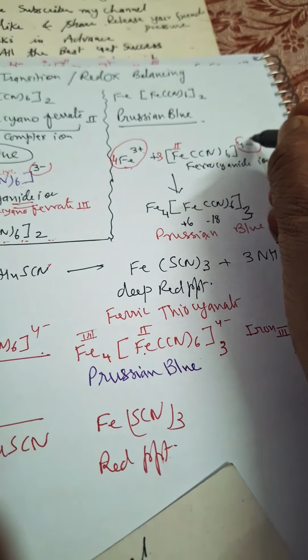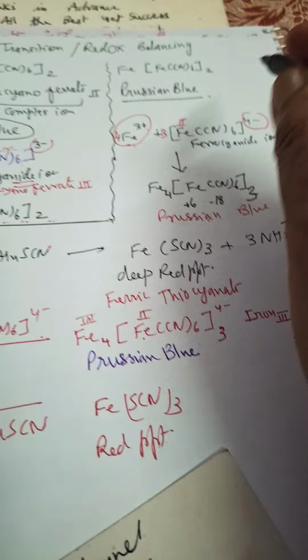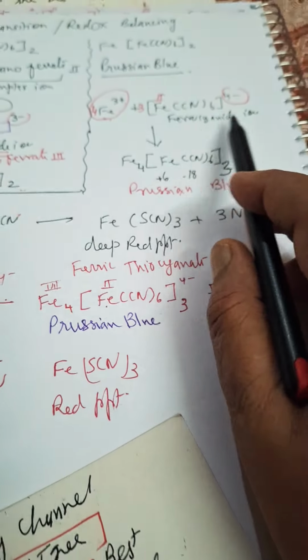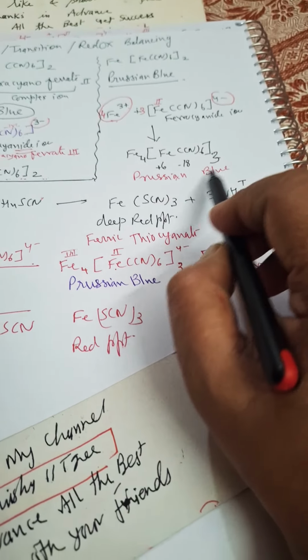Here it is having minus 4. It means iron is in the +2 oxidation state. So here ferricyanide, here ferrocyanide. So here we will get the Prussian blue colour.